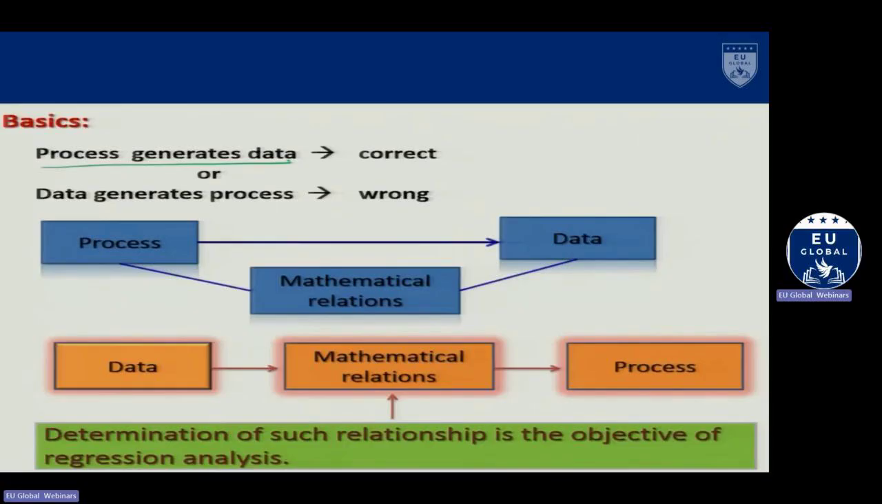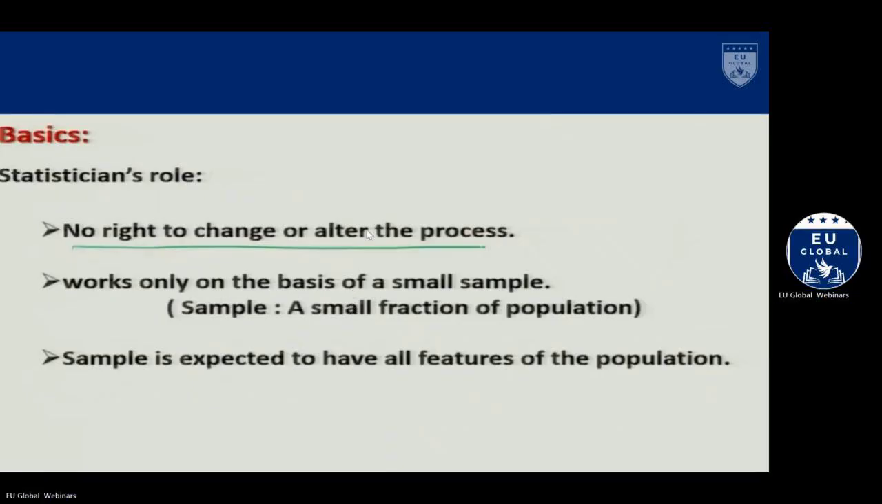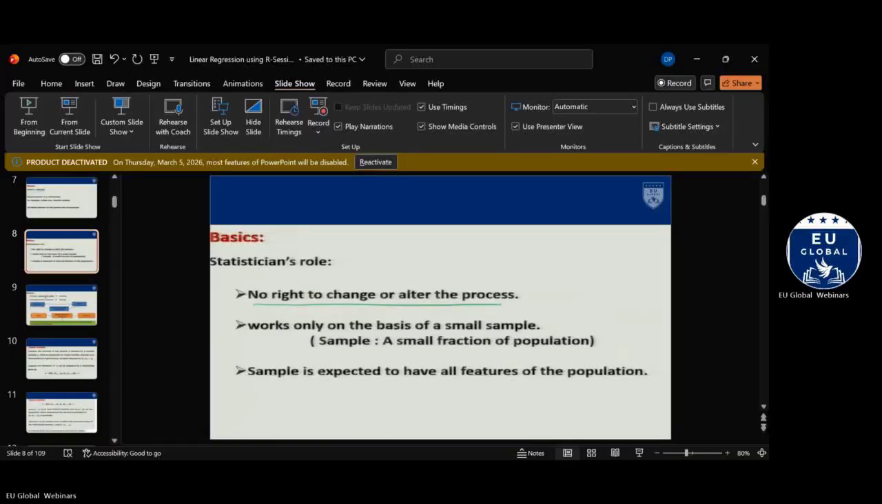When we talk about a process, we already know that first we have to use a mathematical relationship and then generate the data. But if the data is there and we use a mathematical relationship, which determines the relationship, as in regression analysis, then we generate the process. So here we will be using the data to generate the process.